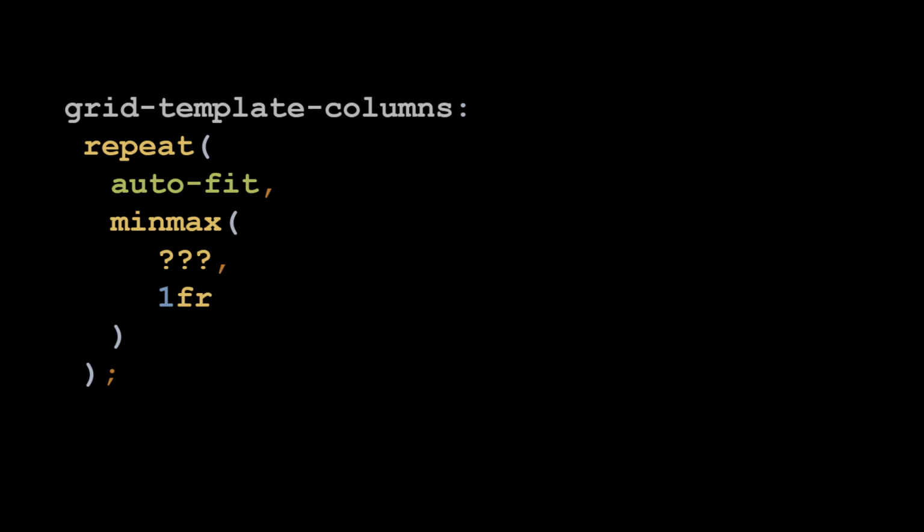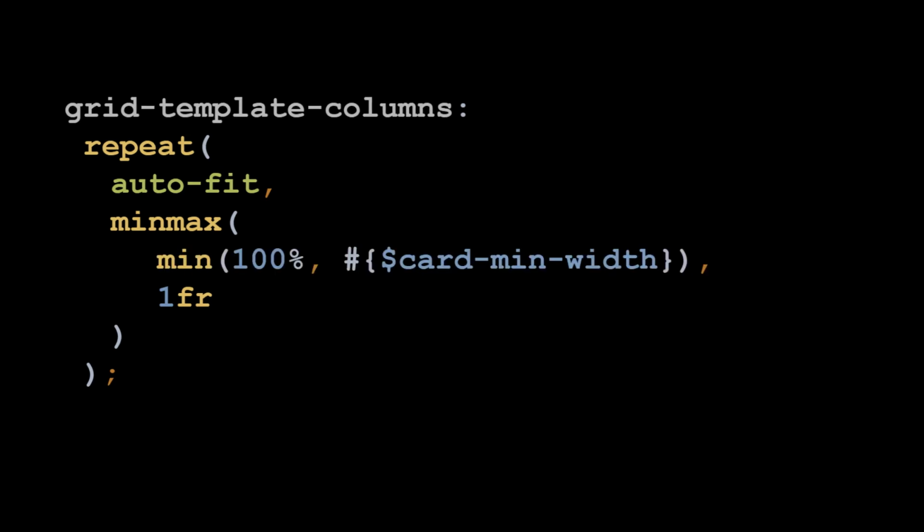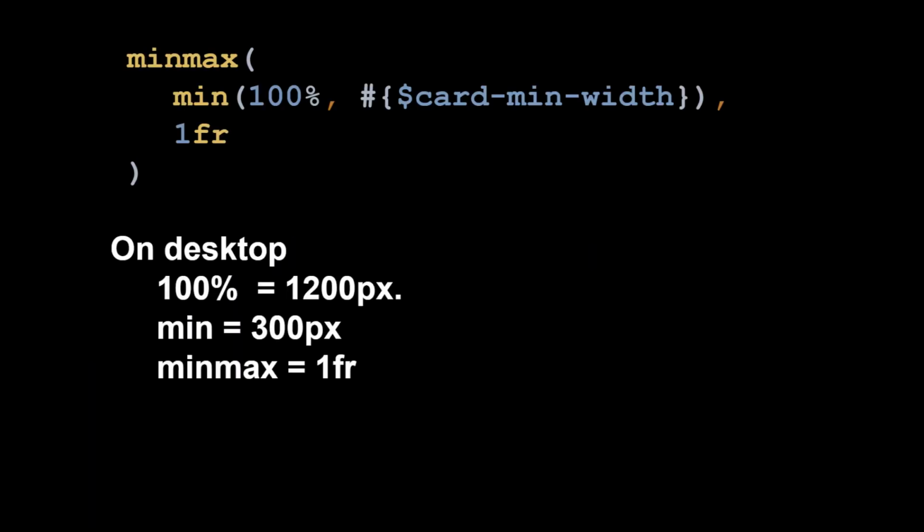But what about the min value? It's possible to put another function in there. Here I'm using min, which just lets you set the smallest value from a list of comma-separated expressions. So here it will choose which is smallest, either 100% of the width, for when it's on mobile, or our minimum card width, for when it's on desktop. I find this really confusing, so I've tried to give some examples here.